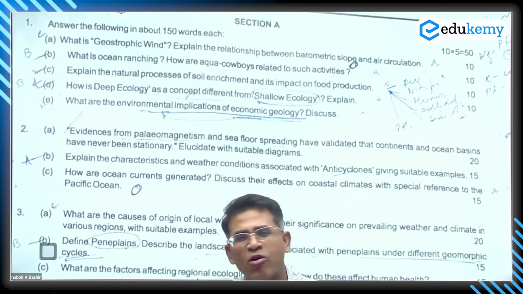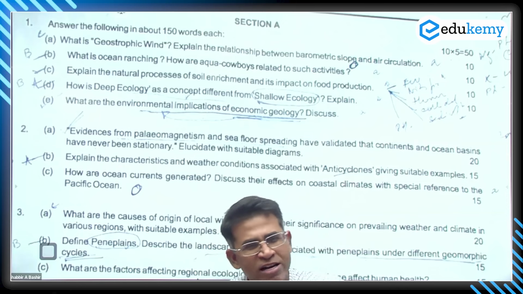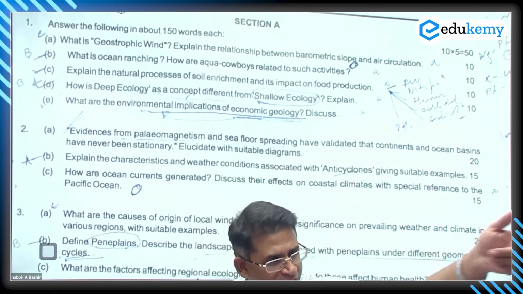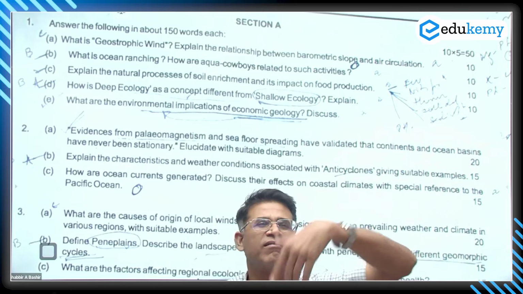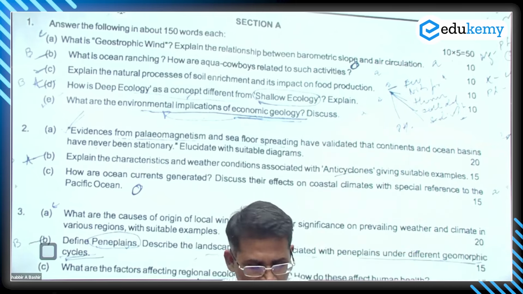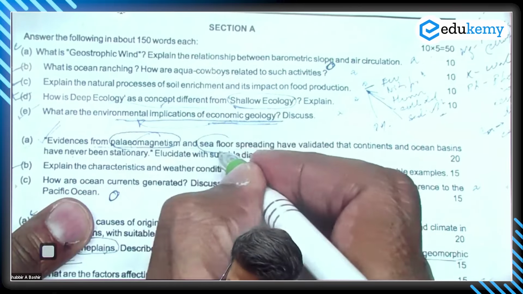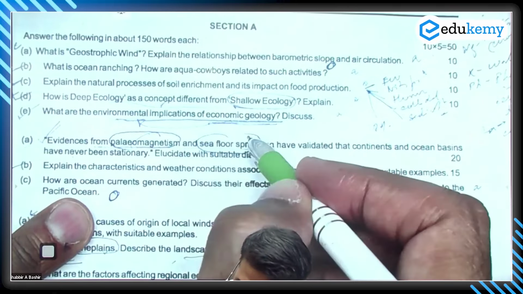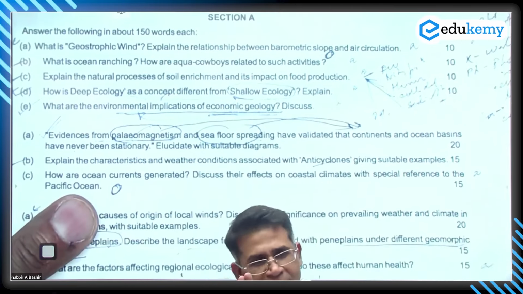I don't even want all evidences that the continents are moving. Evidences of the continents moving will include the fossil evidence, the structure of the rocks and their continuity across the oceans. Here, tell me how paleomagnetism and sea floor spreading, both of these, prove that the continents and oceans have been moving. That makes your 4-5 points.